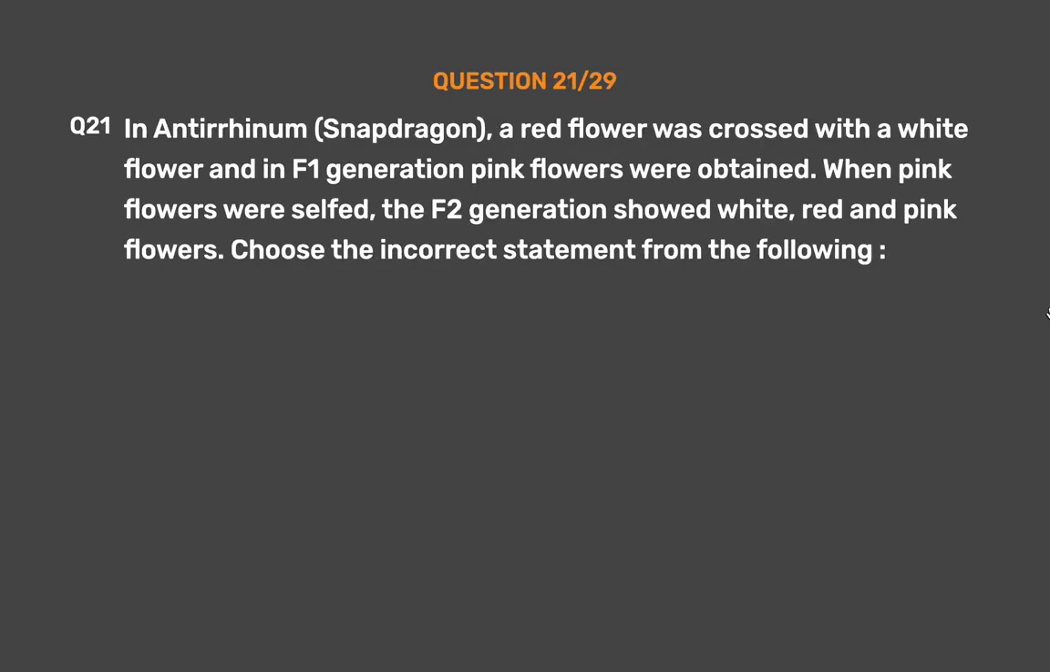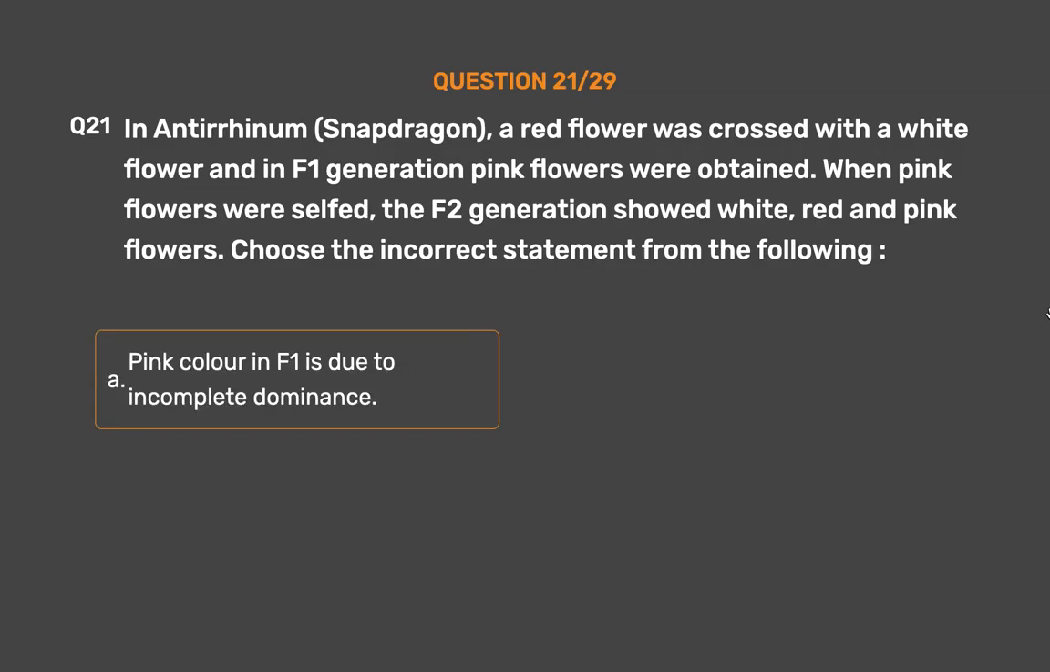Question number 21. In Antirrhinum, snapdragon, a red flower was crossed with a white flower and in F1 generation pink flowers were obtained. When pink flowers were selfed, the F2 generation showed white, red and pink flowers. Choose the incorrect statement from the following.